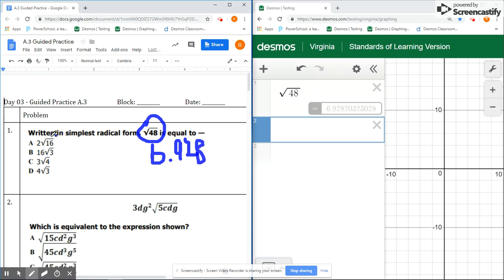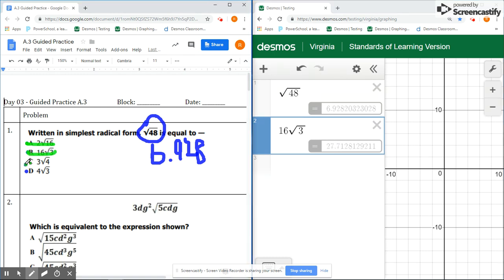6.928. Okay, so I'm going to type in each of these 4 answers, and whichever one gives us the decimal of 6.928, that is going to be the same answer. So let's try A first. Let's type 2 square root 16, and we get 8. So that's not the answer. All right, let's try B, 16 square root of 3. All right, we get 27.7. That is not the answer.